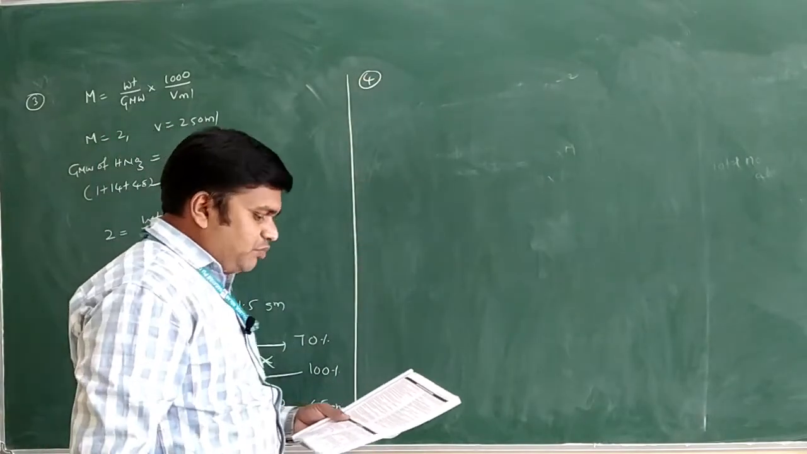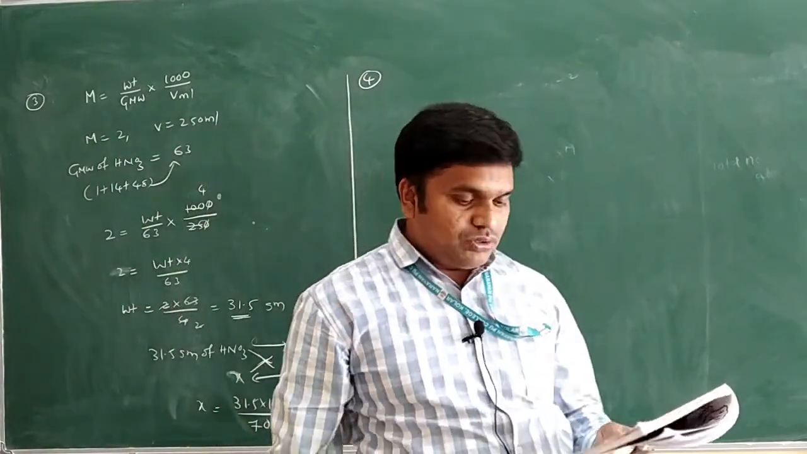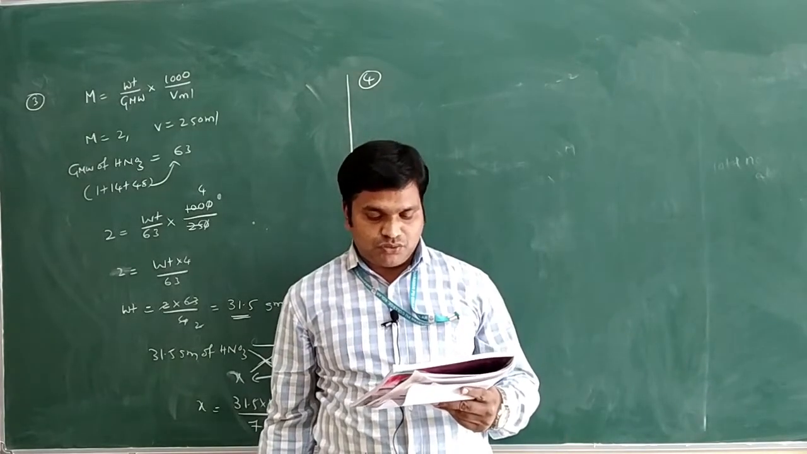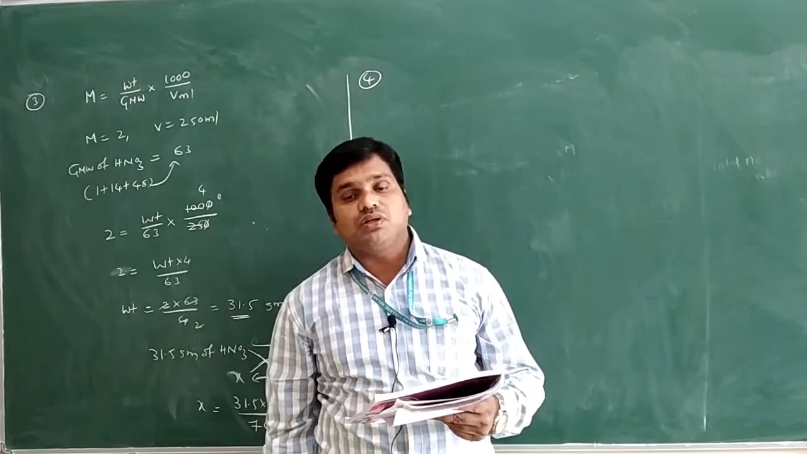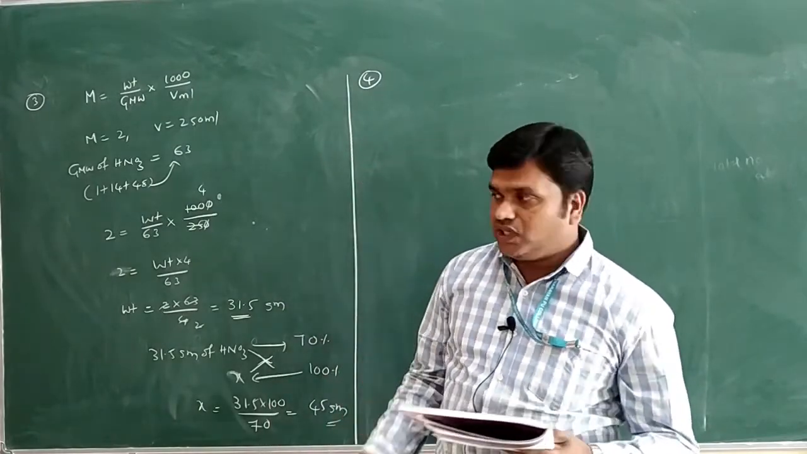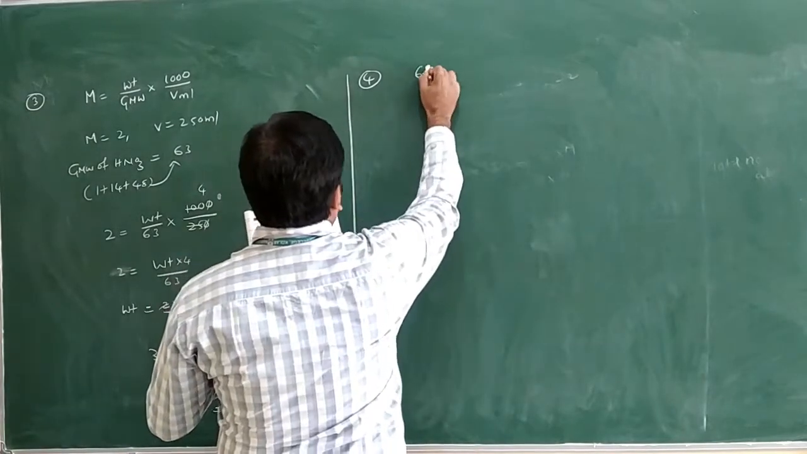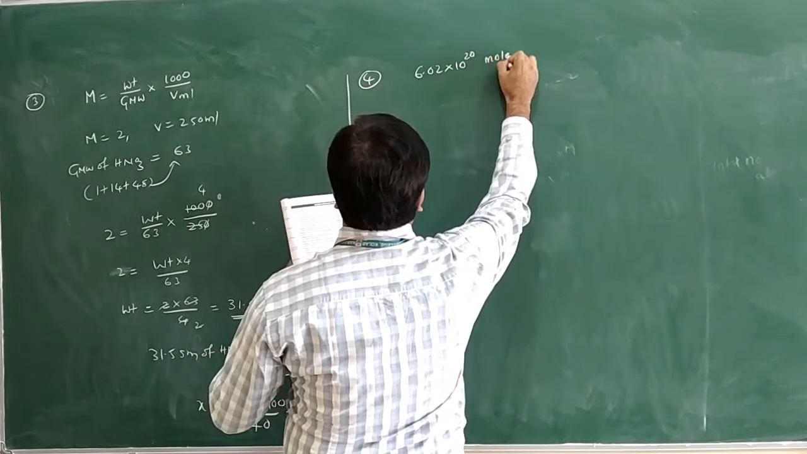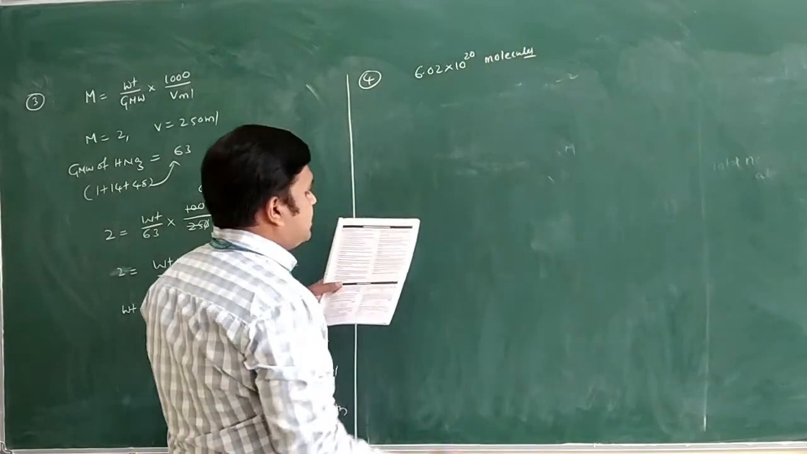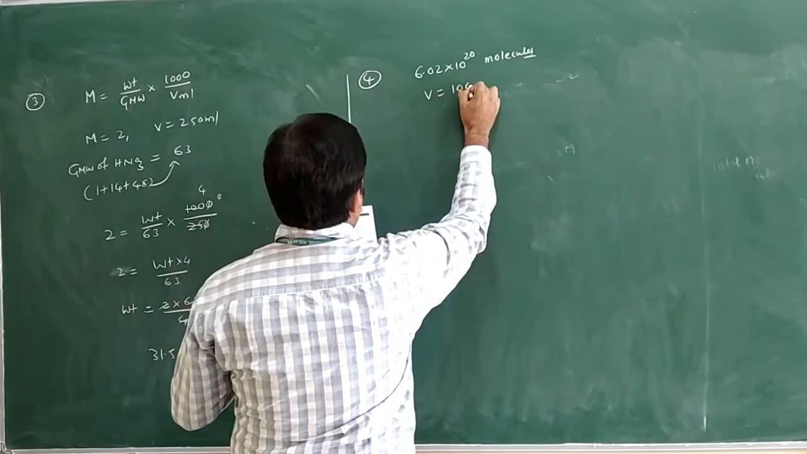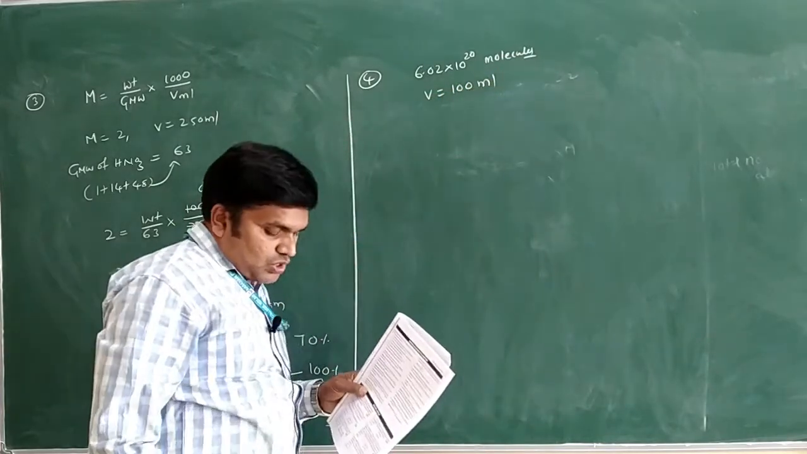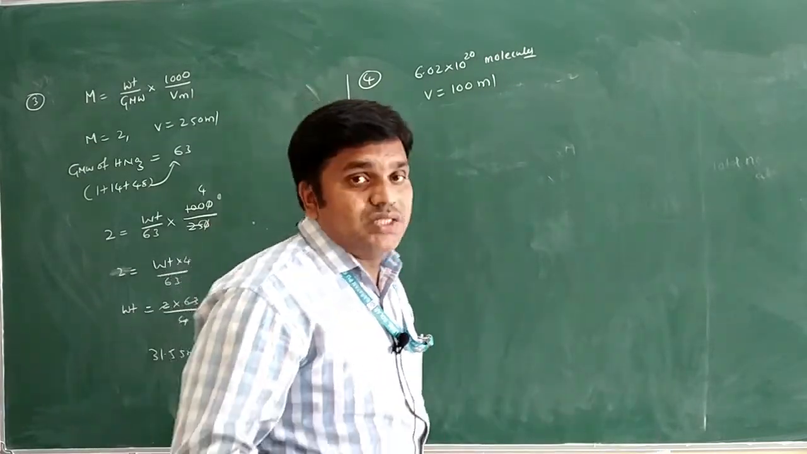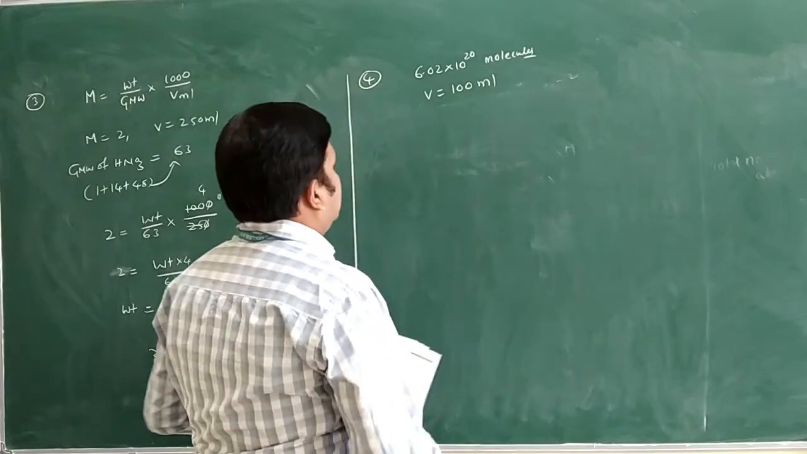Now we can see question number 4. 6.02 into 10 power 20 molecules of urea are present in 100 ml of its solution. The concentration of the solution is? The number of molecules is given, 6.02 into 10 power 20, and the volume is also given, 100 ml only. We have to find out the concentration of the solution.